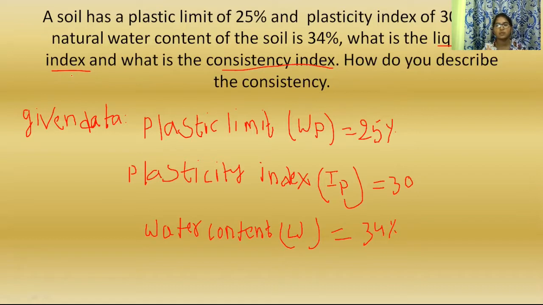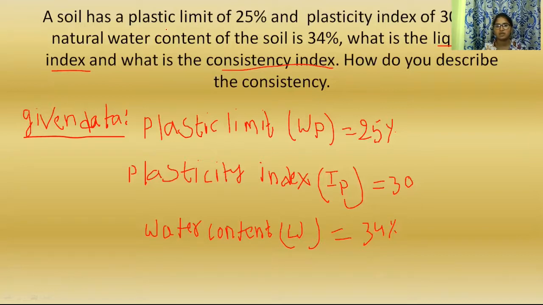For any problem, first of all, write the given data. It is very important to go step by step. Carefully read the problem. What is the given data? The indication is also important. Here the plastic limit indication is W suffix P. You must know the W suffix P.